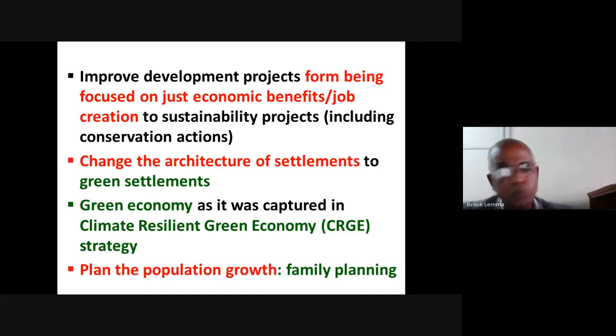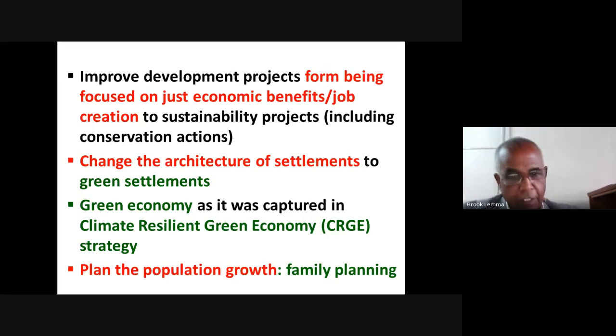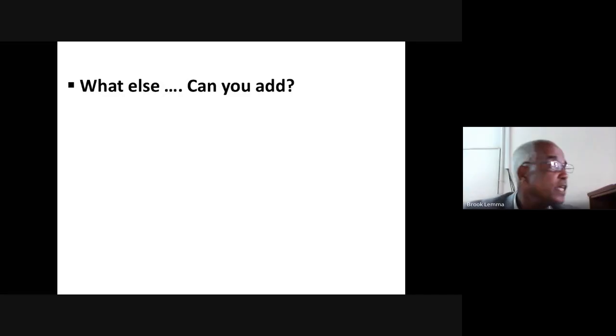Plan the population growth. Family planning is not so much pronounced in this country. So what else can you suggest? I am sure you people, audiences here, nationally and internationally, have got many ideas that you can contribute. These are just my small reflections.